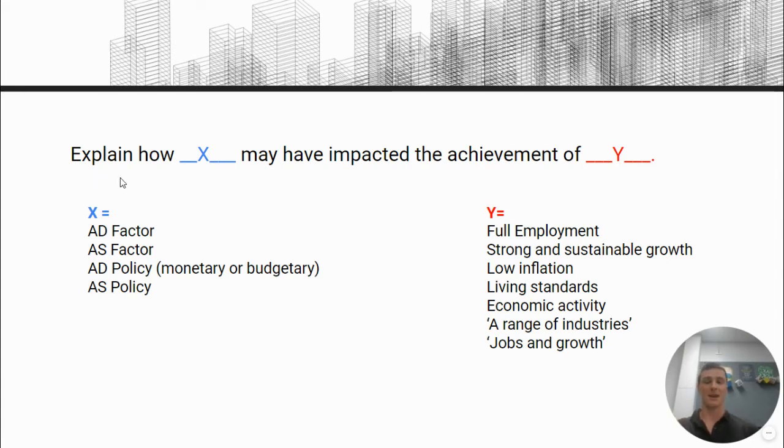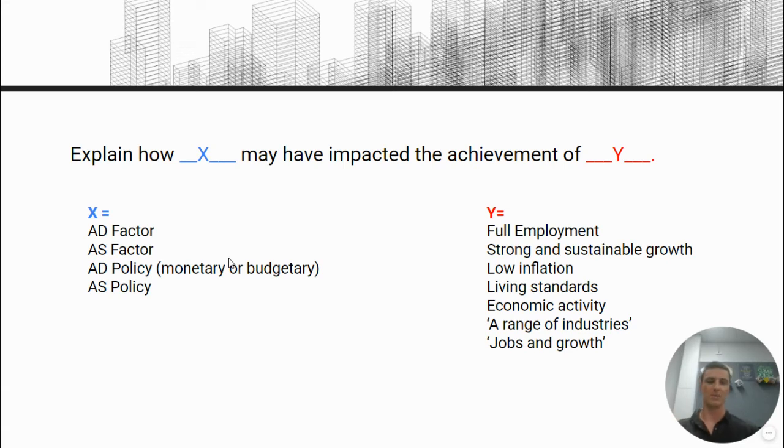Explain how X, one of these things here, an AD/AS factor, aggregate demand policy, monetary or budgetary, or AS policy, would impact the achievement of one of our goals. And I'm sure you've seen this before if you're watching this video. You've seen this sort of question before. The beauty is that there's going to be a huge number of combinations of questions, but the way we approach this is exactly the same.